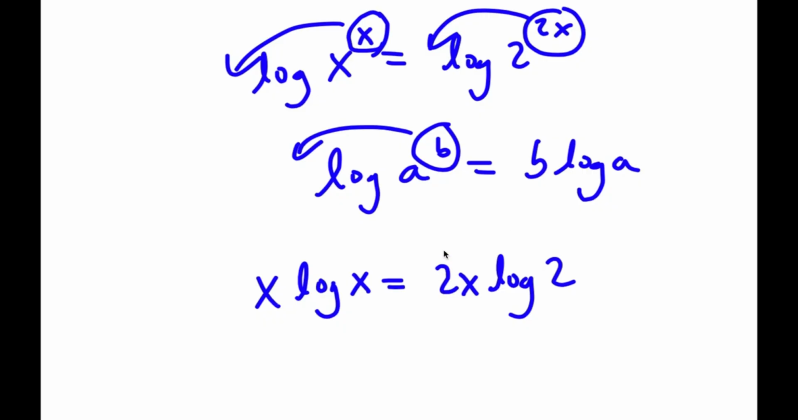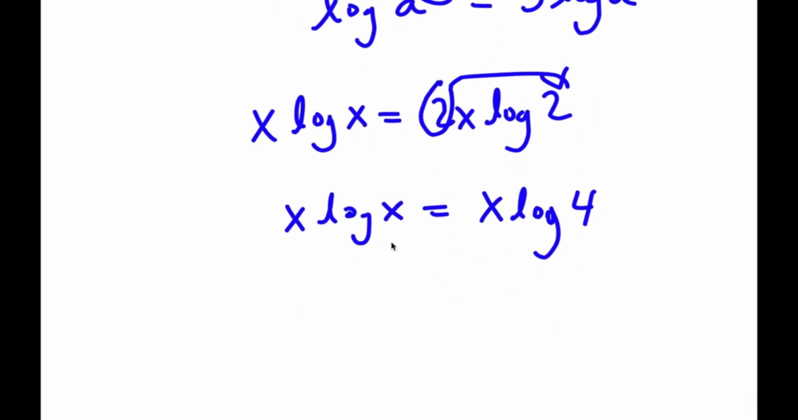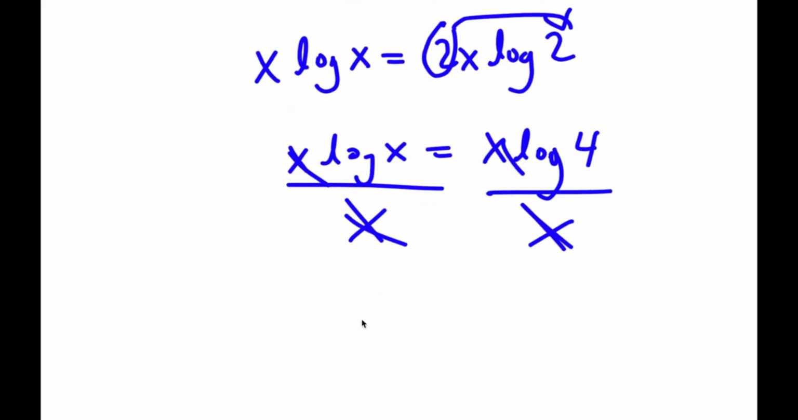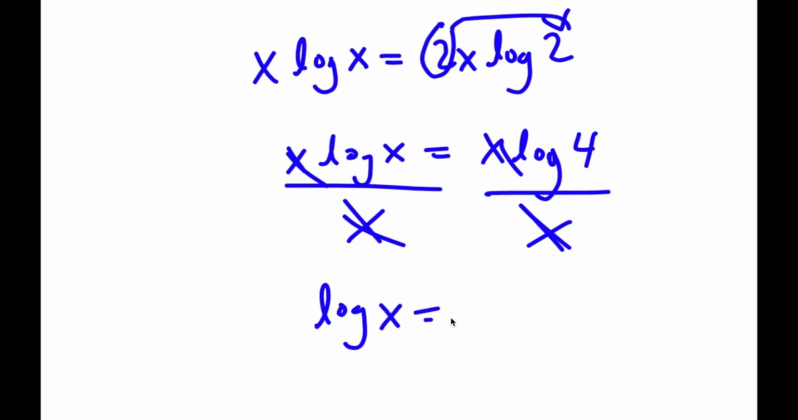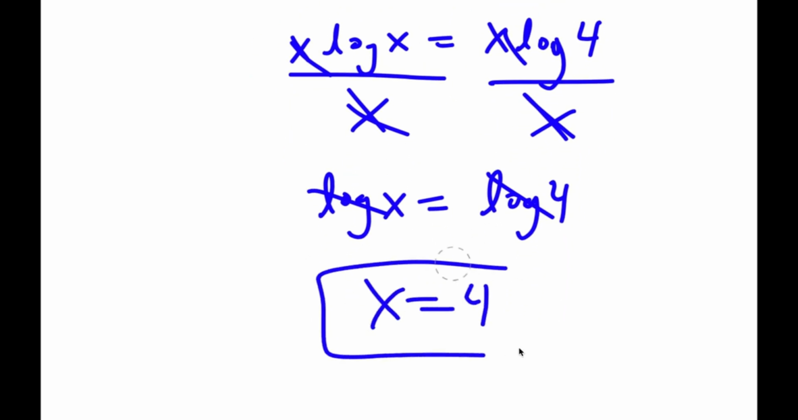Oh, sorry, I'm actually going to move this back up. We didn't need to move that. So I have x times log x is equal to x times log 2 to the power of 2, which is 4. Now, if I divide both sides by x, these two cancel out, and I'll be left with log x is equal to log 4. And if these two logs cancel out, I get x is equal to 4. So that is my second method.